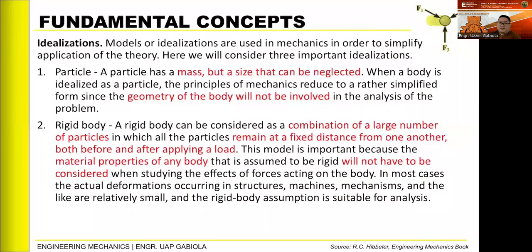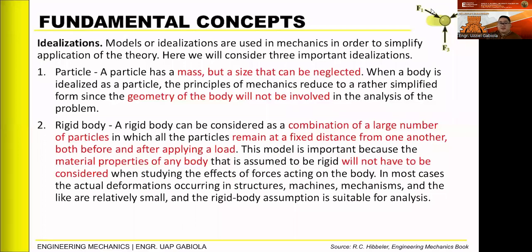Because in solving mechanics, it is much simpler if we can idealize the object in a simplified manner. And we use models or idealizations to simplify the application of theory. So we consider 3 important idealizations. Number 1, the first one, is what we call a particle. So when we say particle, a body has mass, but its size is neglected. So we do not consider its size.